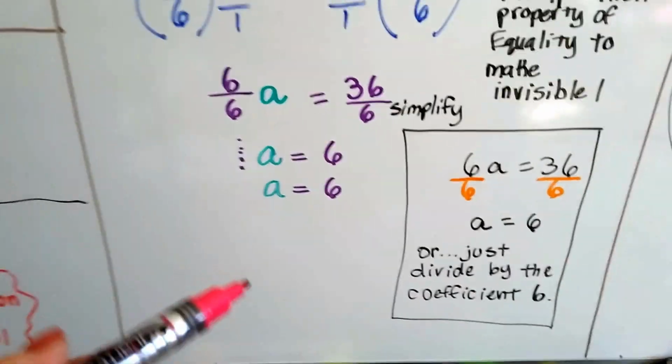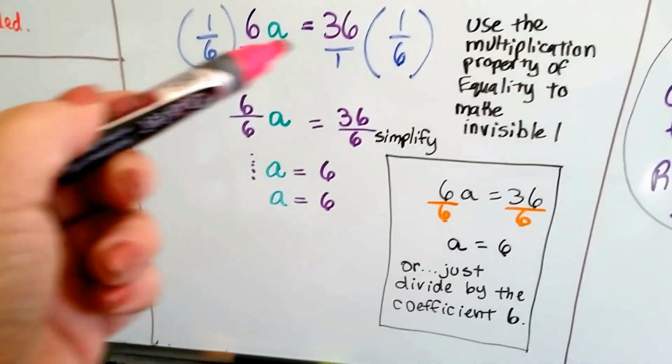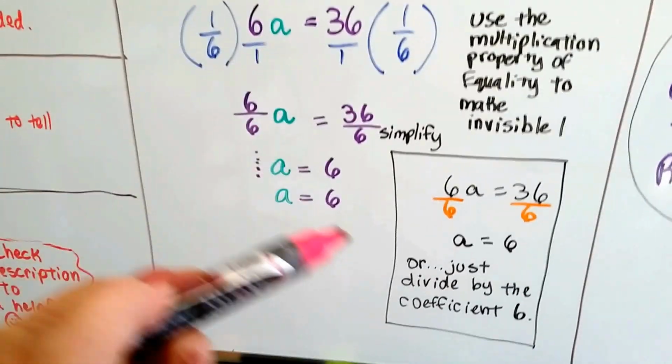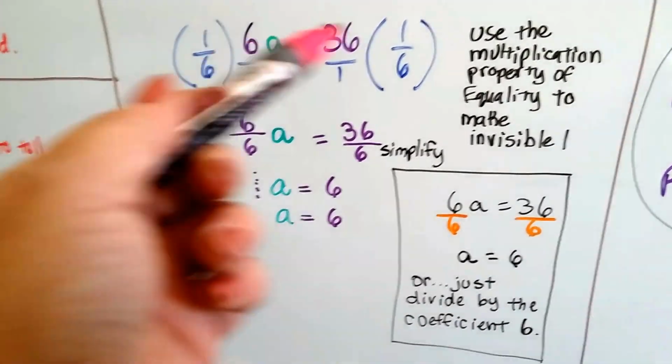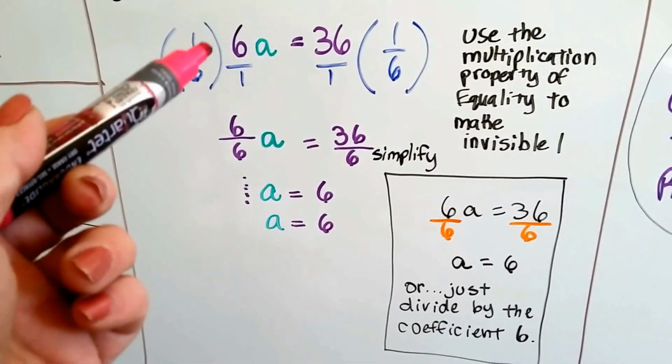And as we said before, when we have whole numbers like 6a equals 36, we can divide by the coefficient to save ourselves some time and not have to do all this reciprocal stuff.